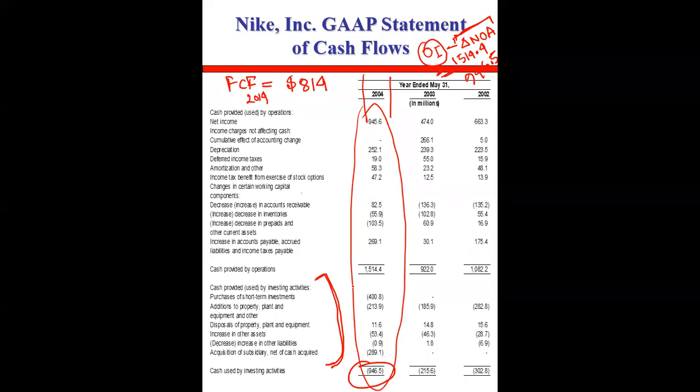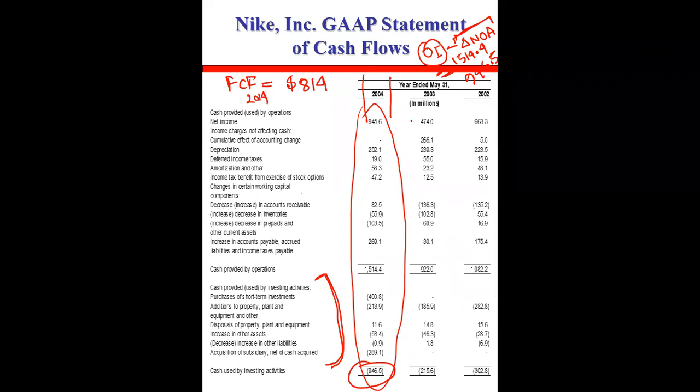Among the items listed in the cash used by investing activities, do you have any question that there are some items which do not look like they reflect the investment in operations? Yeah, purchases in short term is not for operations.